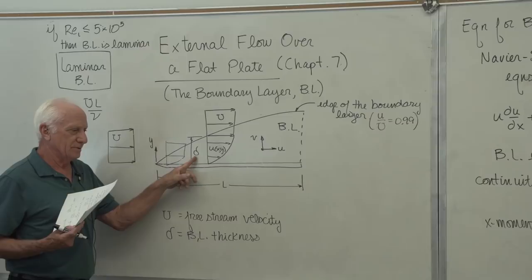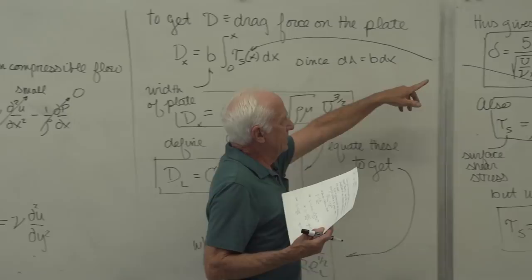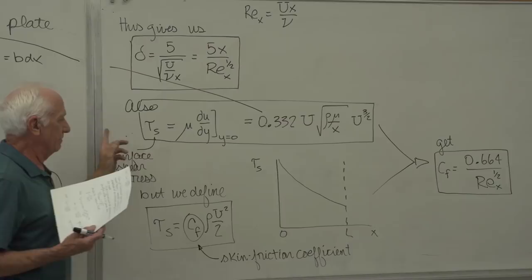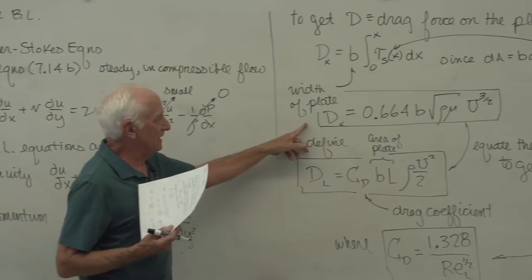The equation is 5 over the square root of the Reynolds number. We can find the shear stress at any x position. Here's the equation. If we want, we can find the skin friction coefficient, little c sub f. We can find the drag force on the plate between x equals 0 and x equal to some random x.